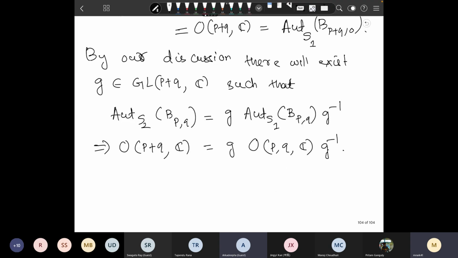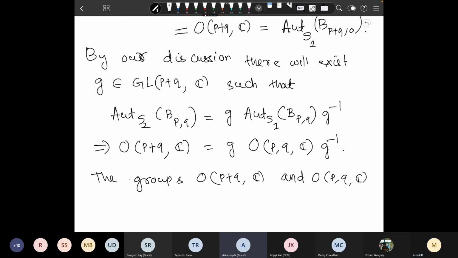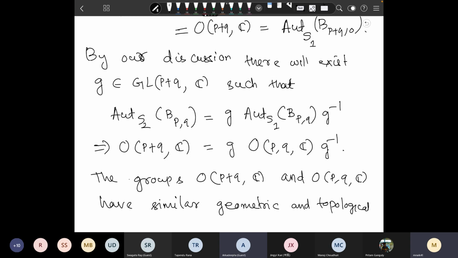So that means the groups O(P plus Q, C) and O(P,Q)(C) have similar geometric and Lie theoretic properties, geometric and topological properties. For that reason, we do not really talk about O(P,Q)(C); we only talk about O(P plus Q, C). Okay, so is it clear, Riju?